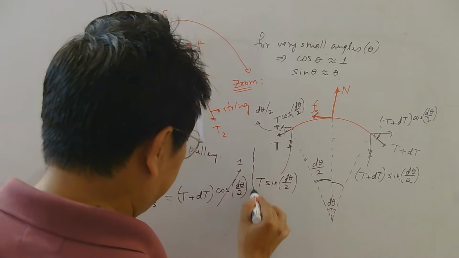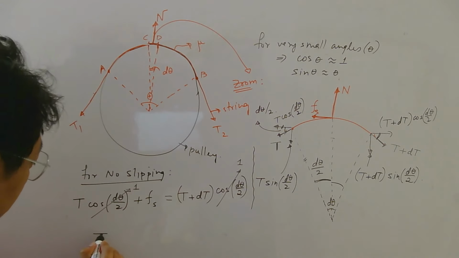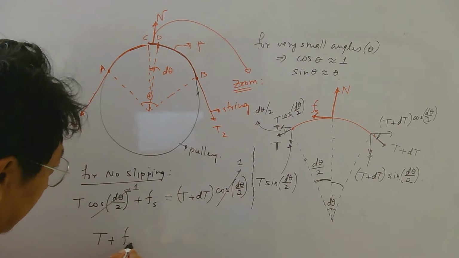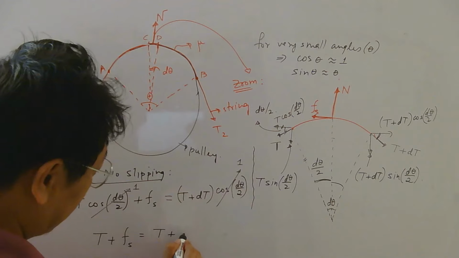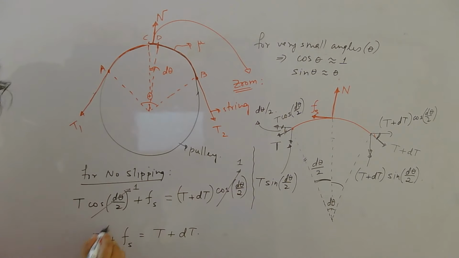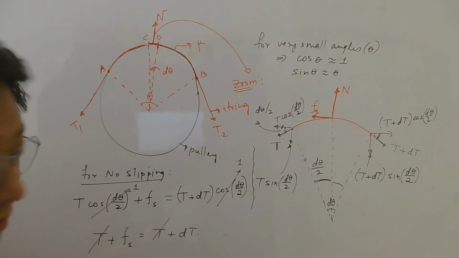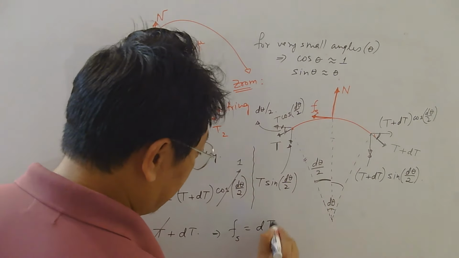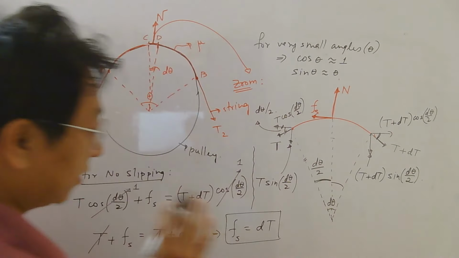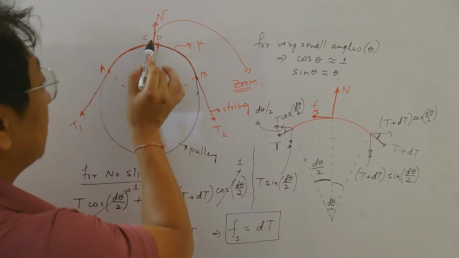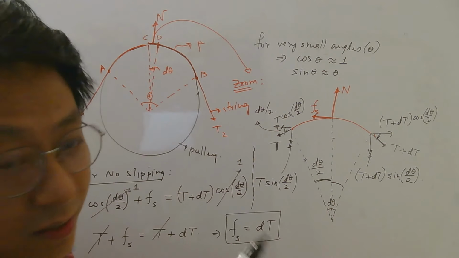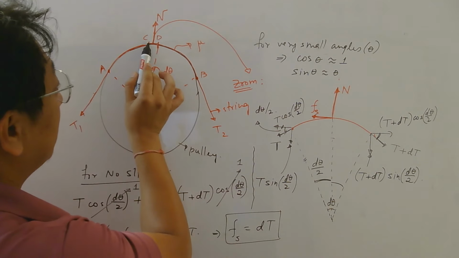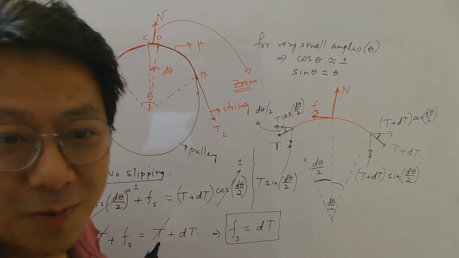Okay. So now the equation will become T plus Fs is equal to T plus dT. You can see T and T get cancelled. So your static friction is nothing but the difference in tension. Quite interesting to remember: the friction here has to balance the difference in tension between here and here. That is what we learned.